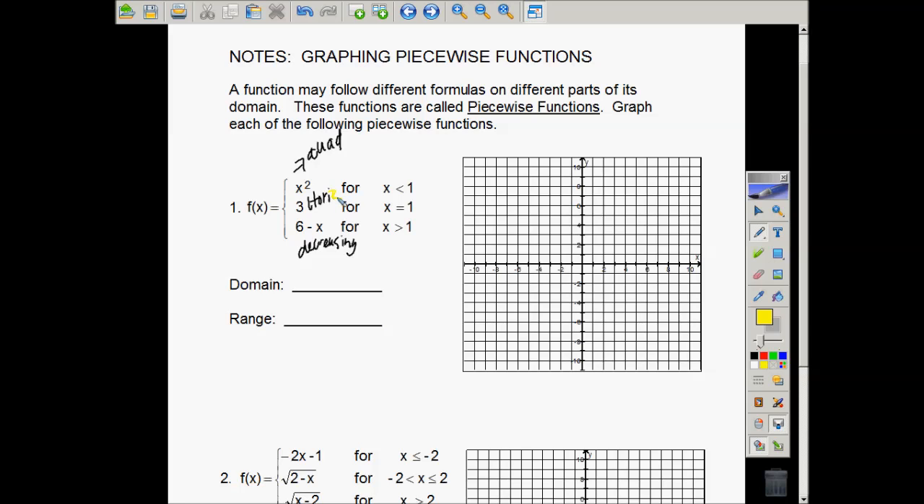All right, so the first thing is I need to identify my breaking points. My breaking points are determined by my intervals. Well, I only have one. What's my breaking point? One. So that acts as kind of like my imaginary line that helps. I did it on purpose because it's supposed to be invisible.